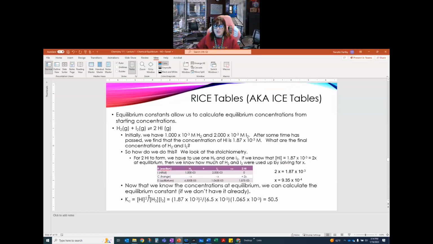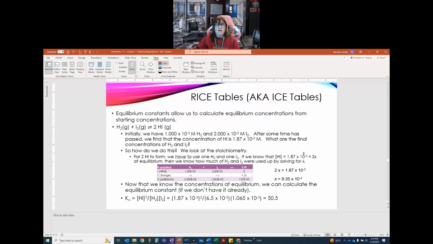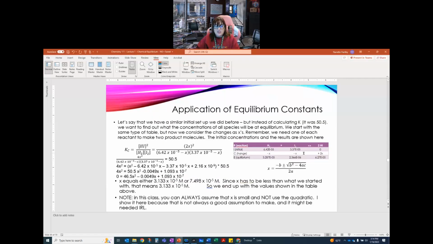So we can calculate K using the values that we calculated using X. So we had X based on this concentration of HI, and we used that to calculate the equilibrium concentrations, which we then used to calculate K in exactly the way that we did previously. So it's exactly the same as what we did before. Awesome. Now, let us talk about equilibrium constants.